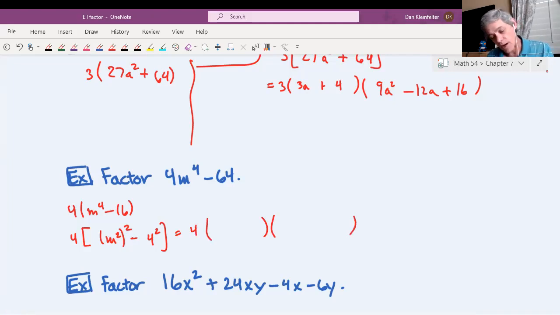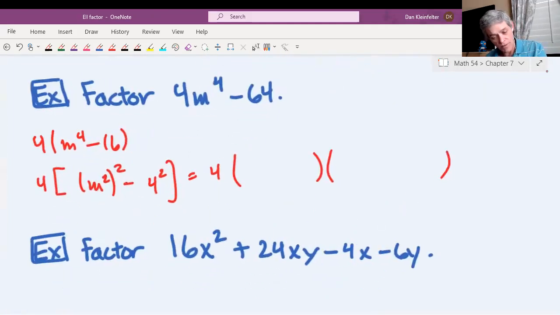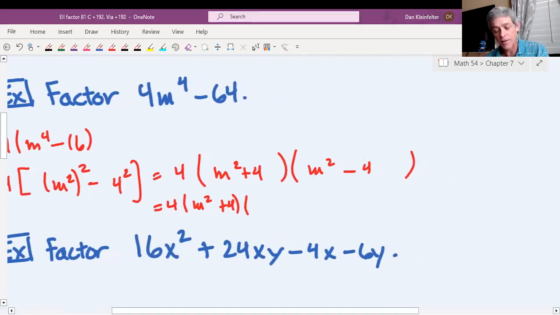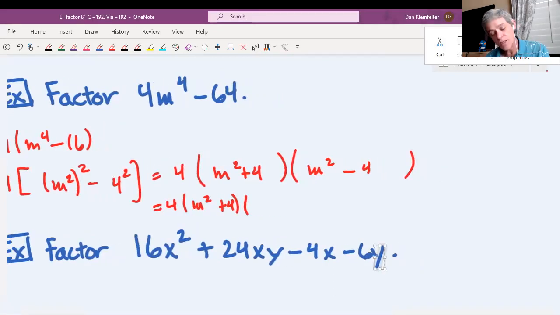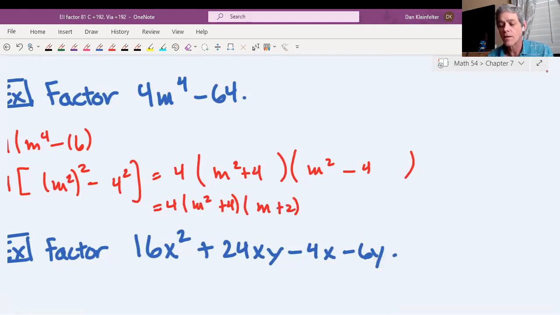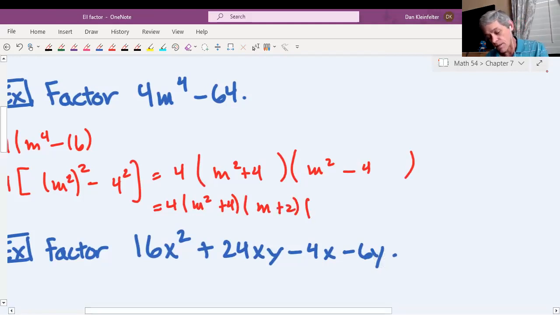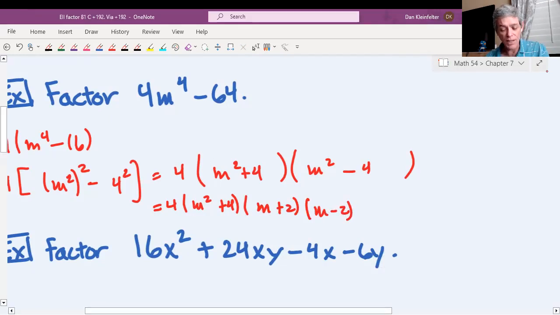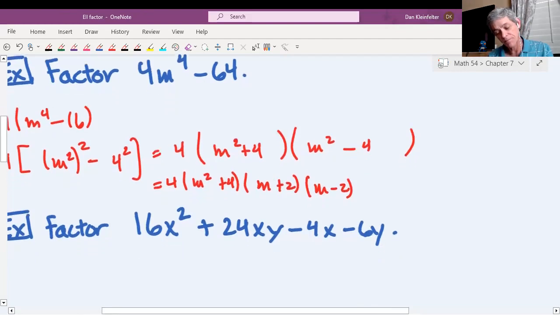We'll have 4 out front. This is the difference of squares, so we should have a product of binomials. We'll have m squared plus 4 and m squared minus 4. That sum of squares, m squared plus 4, is not going to factor, but the m squared minus 4 in the back will factor as m plus 2, m minus 2. Okay. All right, so that will do that one.